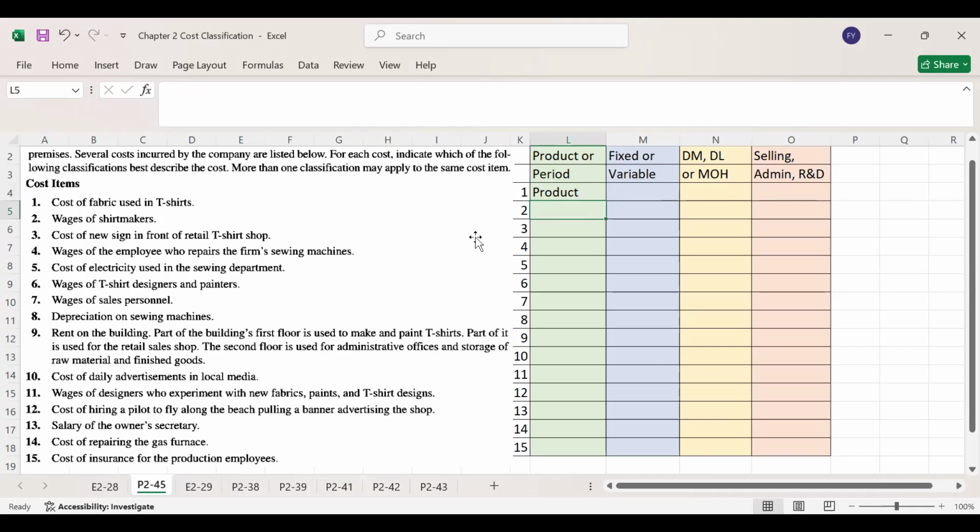Next one is wages of shirt maker. Those who make shirts are direct labor. They are part of the product, so this is a product cost. Cost of new sign in front of the retail t-shirt shop. The new sign is a part of marketing expense, so it is a period cost.